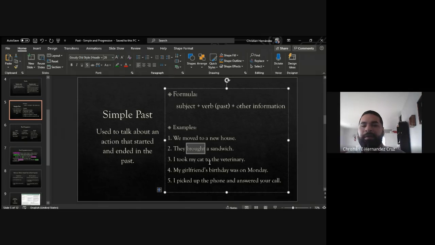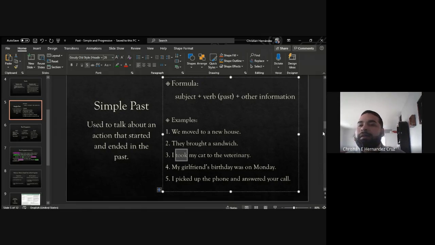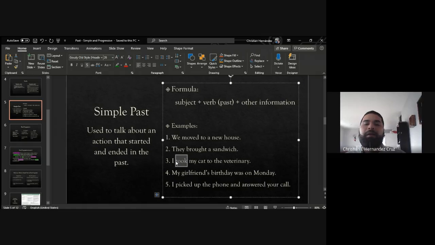Number 3, I took my cat to the veterinary. We have this main verb take. Okay, this main verb take, which is irregular, and we modified it into the past tense. So take becomes took.